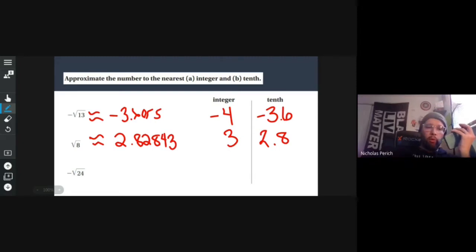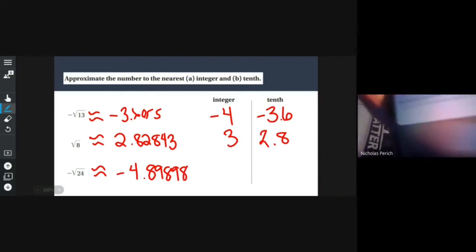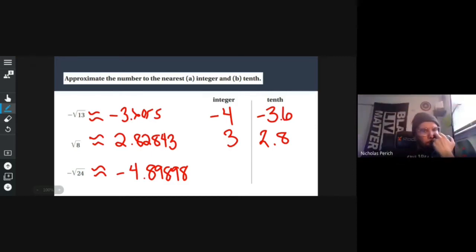Negative square root of 24. The answer is approximately negative 4.89898. Now that looks like it could have a pattern, but it's not. What do those squiggly lines that I drew mean? That means it's approximately. These numbers go on forever because they're not pretty answers.